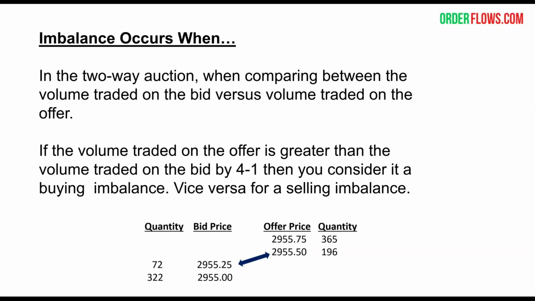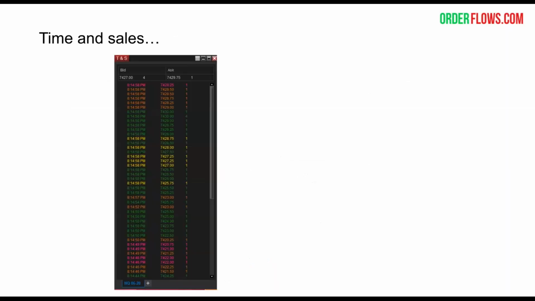So if the volume traded on the bid versus the volume traded on the offer is 4 times more volume traded on the bid, meaning you got 4 times as many traders selling at the market, selling into the bid as opposed to buying the offer, then you would have a selling imbalance. You have more aggressive sellers. So how can you see it?